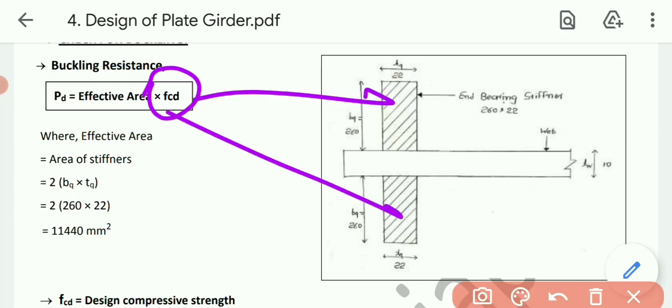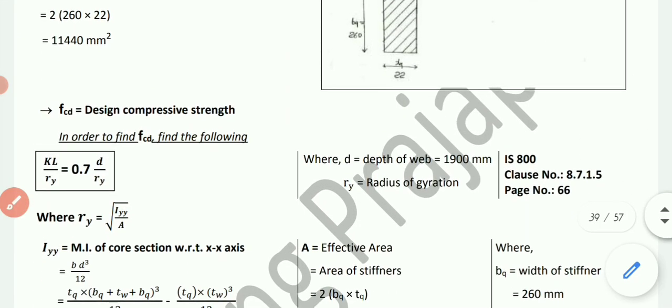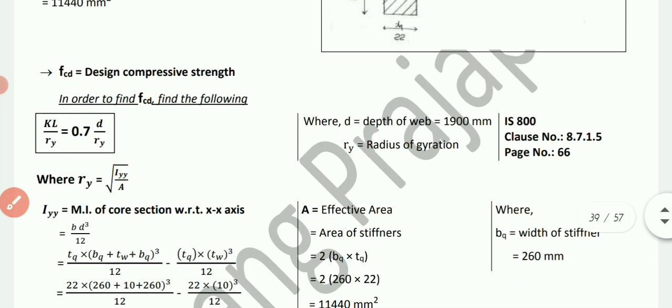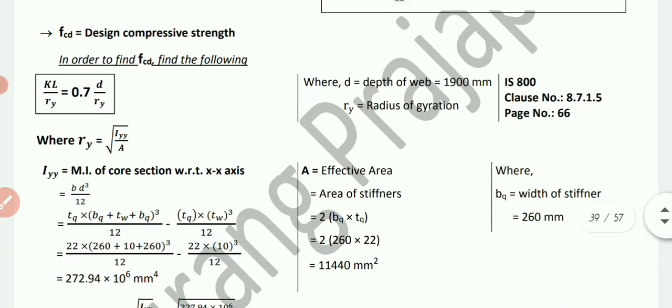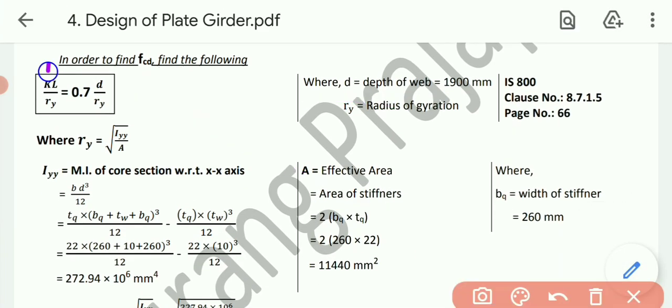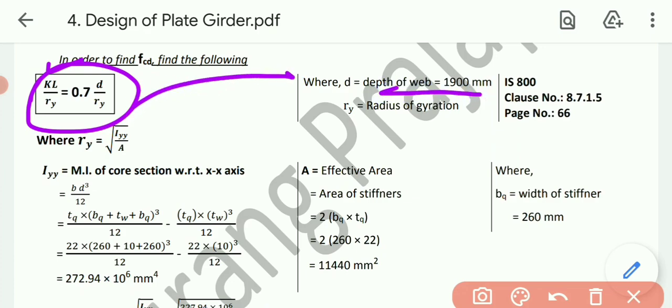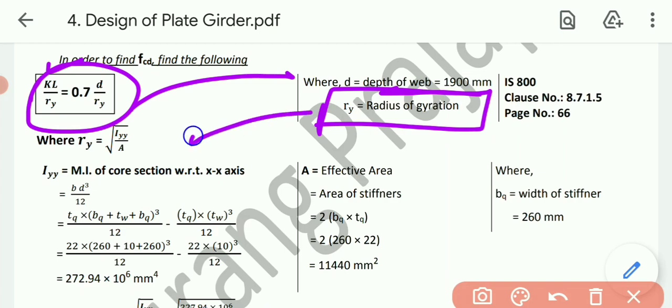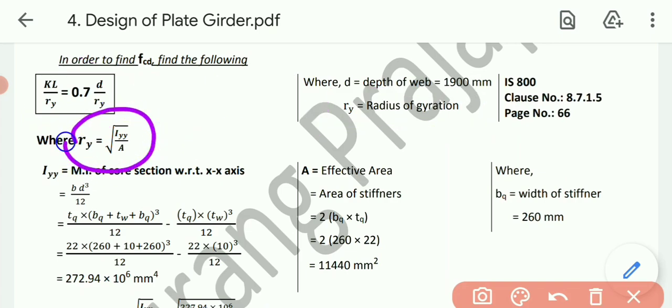So in order to calculate FCD, we need the slenderness ratio, that's KL by RY. So first of all, let's calculate the slenderness ratio. Slenderness ratio KL by RY equals 0.7 D by RY. Unknown parameters: D, that is the depth of web, 1900, and RY, that is, like always, the radius of gyration, and the formula for radius of gyration is, we can say, root of I by A.